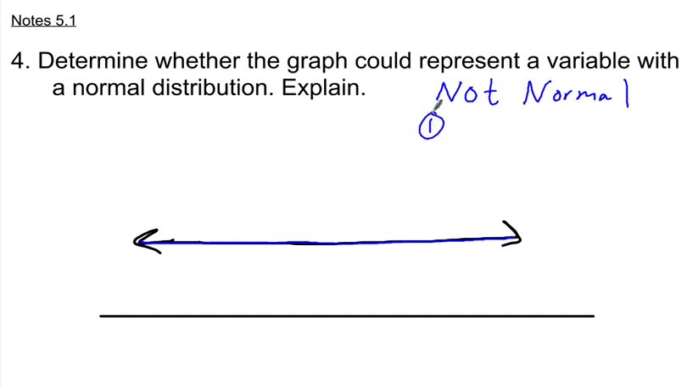Number 1, our mean, median, and mode probably not all going to be equal, particularly the mode. With a uniform distribution, we won't have a mode. Number 2, it's definitely not bell-shaped or symmetric.